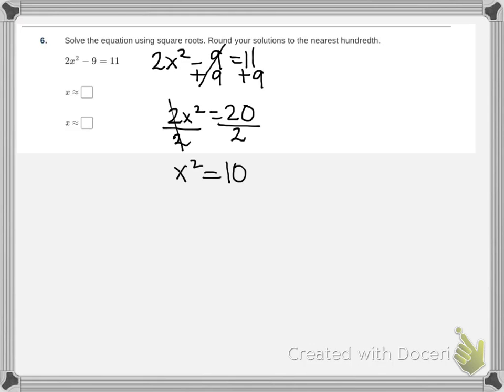And then how do I get rid of the square? And what do I need to remember on the right side? That's right. You got to remember that plus or minus. So x is equal to radical 10, and negative radical 10.